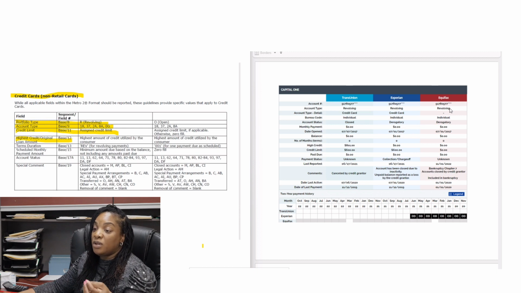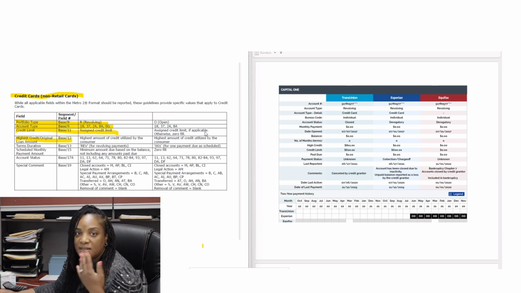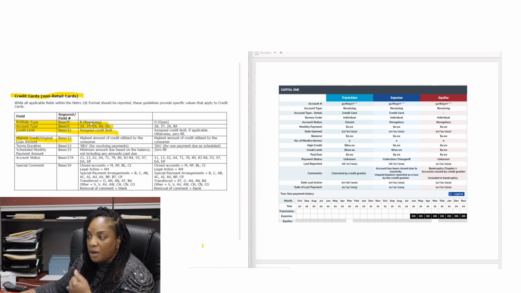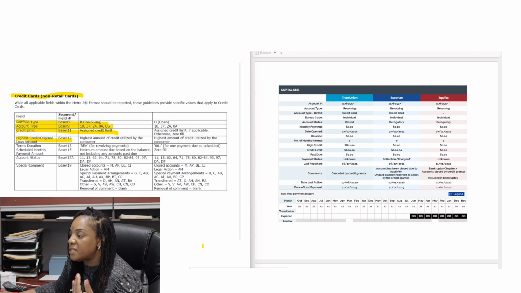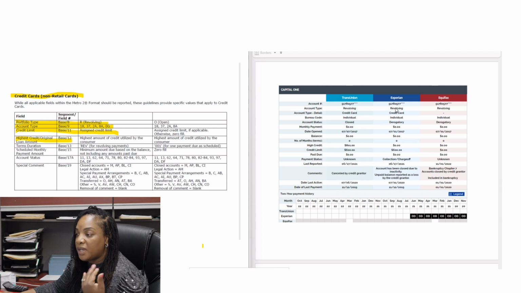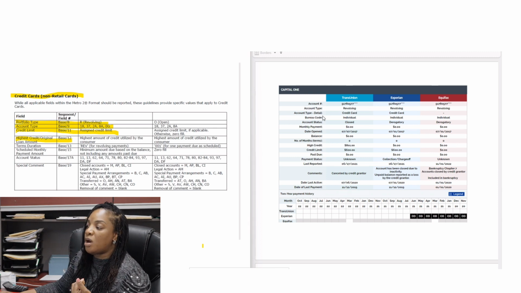But anyway, here where it says portfolio type, what I'm going to do is compare and toggle back and forth to find discrepancies to use to dispute with my Metro 2. So we know that portfolio type and account type, fields 8 and 9, are required. So over here, account type, it says revolving. Okay, everything is correct with that. Account type here where it says credit card, Equifax is dropping the ball here.